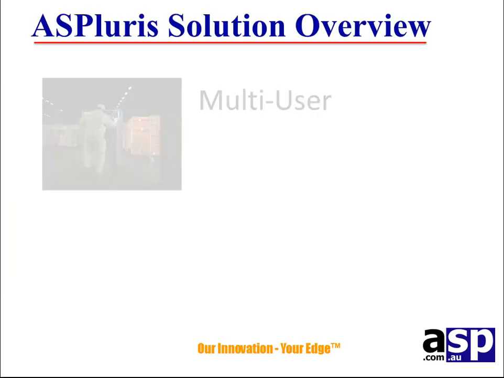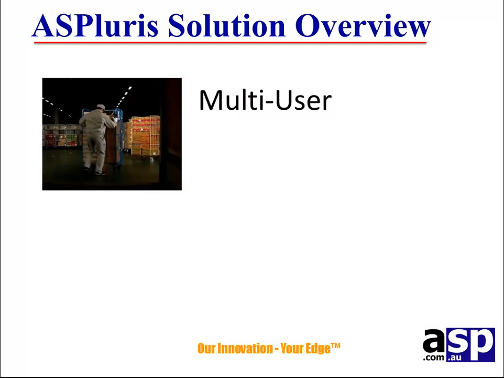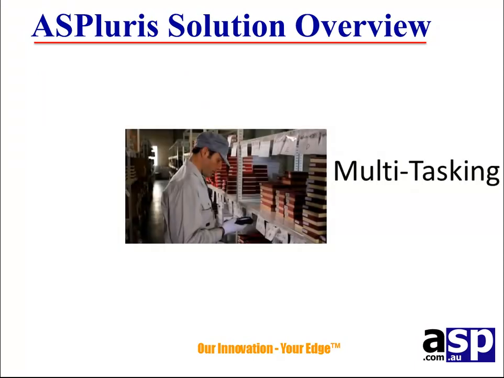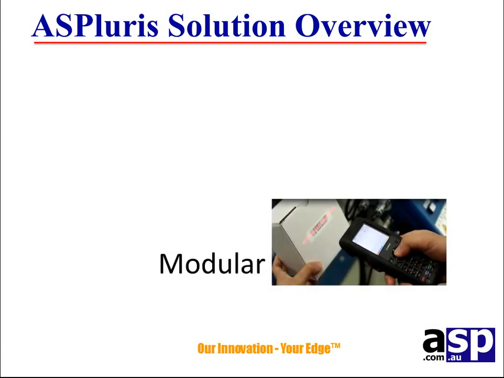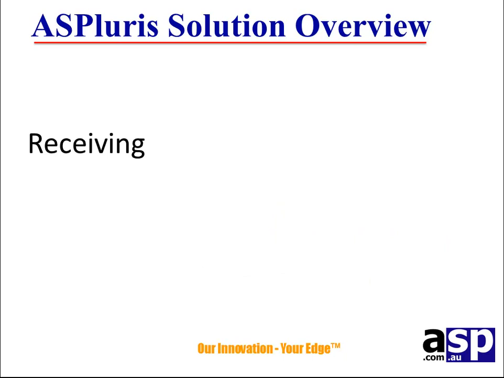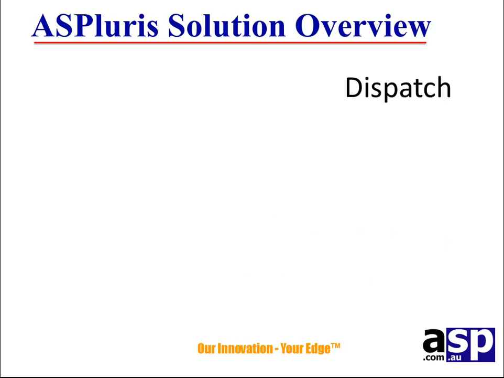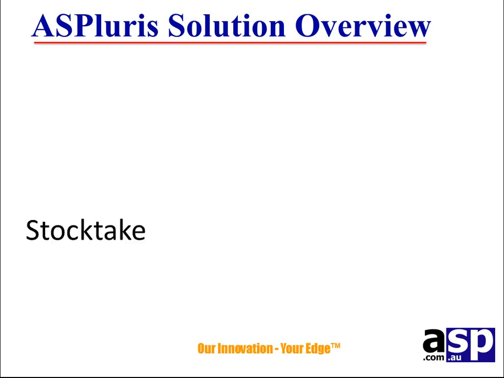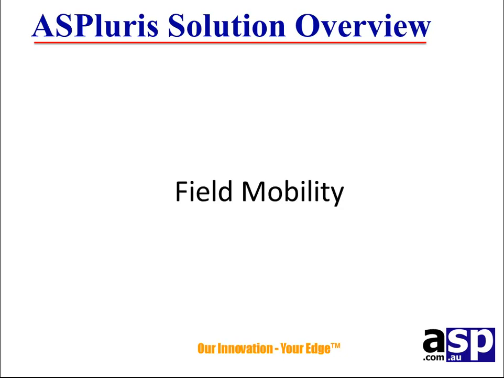ASPluris is a multi-user, multitasking, and modular system in which one or more operators in one or more locations can perform various functions such as receiving and dispatch of inventory. As your business grows, ASPluris is easily scalable to add users and functionality such as stocktake and field mobility easily and cost effectively.